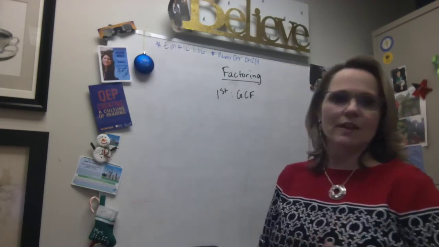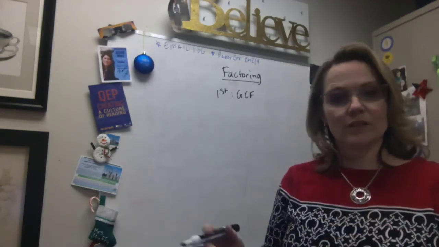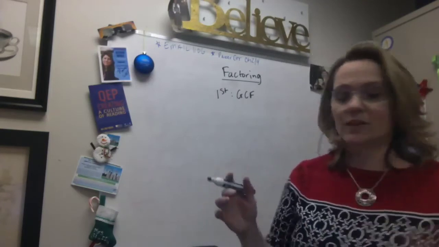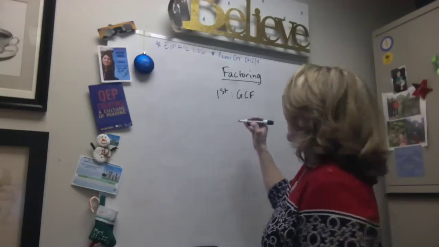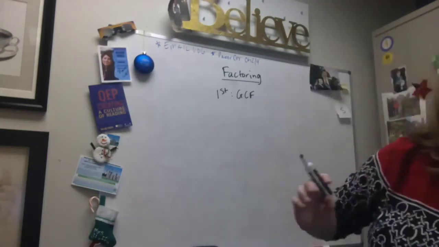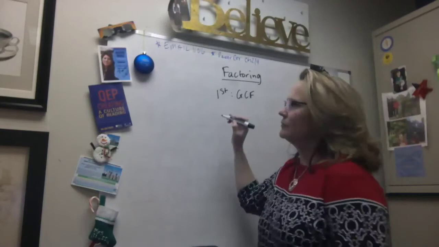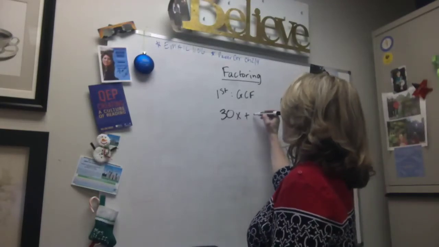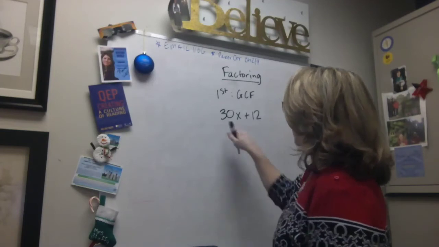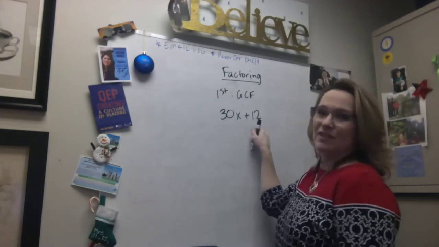You want to find the greatest common factor that exists between all of the terms of your function or your expression. So if there's a GCF, you want to pull that out front and show the expression as it should be shown. A good example of that would be something like 30x plus 12.